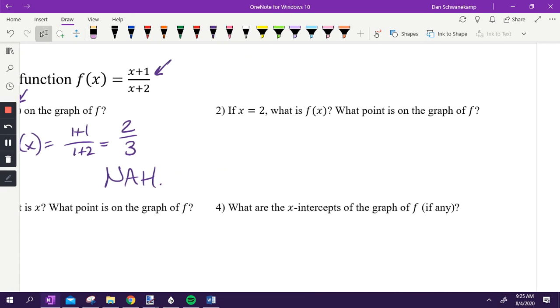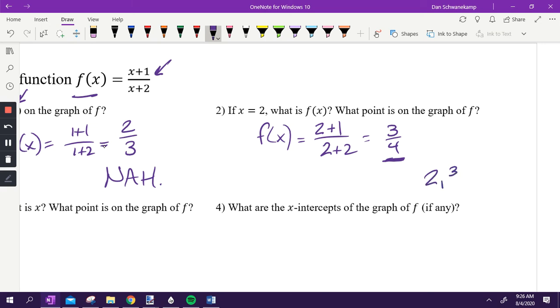If x equals 2, what is f of x? What's the point on the graph? How do I determine what f of x is going to be if x is 2? Plug it in. I want to know what f of x is? Cool. Well, I got an equation that's going to tell me what f of x is. I'm going to plug in 2 for x, and I get 3/4. That's what f of x is going to be. Or in other words, I get the ordered pair 2 comma 3/4. That's the point on the graph. If I want to know what the x value is, I'm going to plug it in.